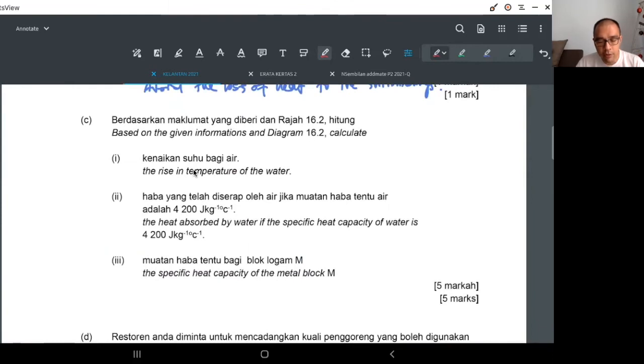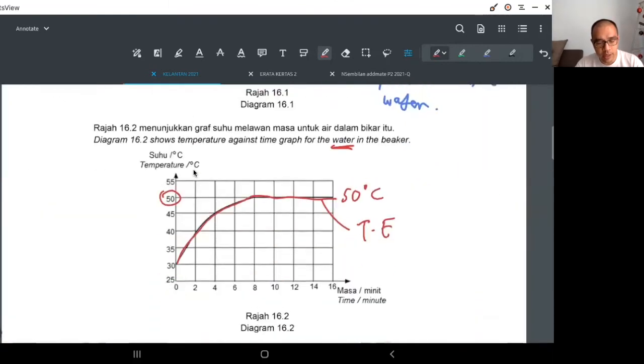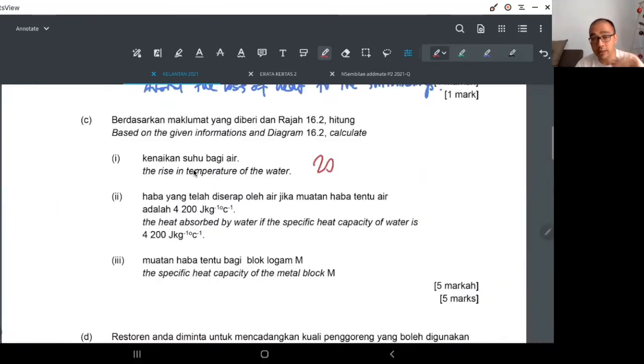Based on the given information, calculate the rise in temperature of the water. The rise in temperature is very easy. It starts at 30, goes to 50, so the answer will be 20 degrees Celsius. Ini tidak payah fikir. So the water goes from 30 to 50. The heat absorbed by the water, if the specific heat capacity of the water is 4200 joules per kilogram per degree Celsius. Now, when they give you specific heat capacity, there's only one formula: Q equals mc delta theta.